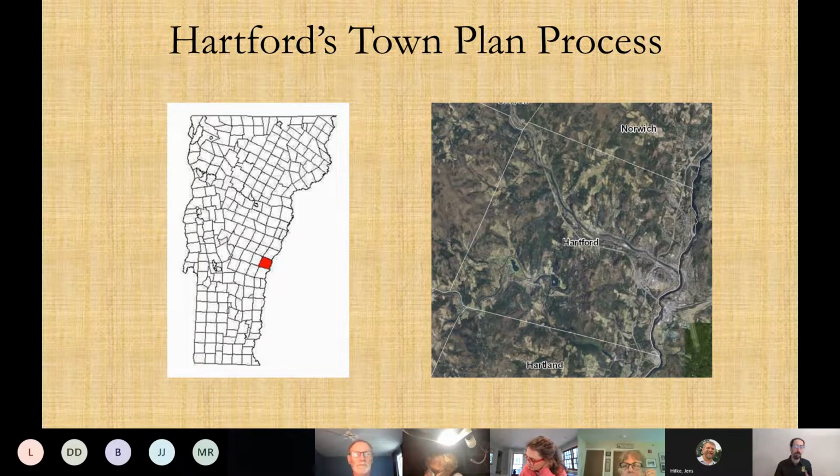And Hartford creates a steering committee every time they rewrite their town plan, and they meet people where they're at and they make it easy for them to engage in the planning process. So really good example of how you can get a whole bunch of people together and hopefully try to agree on what you're trying to fix.